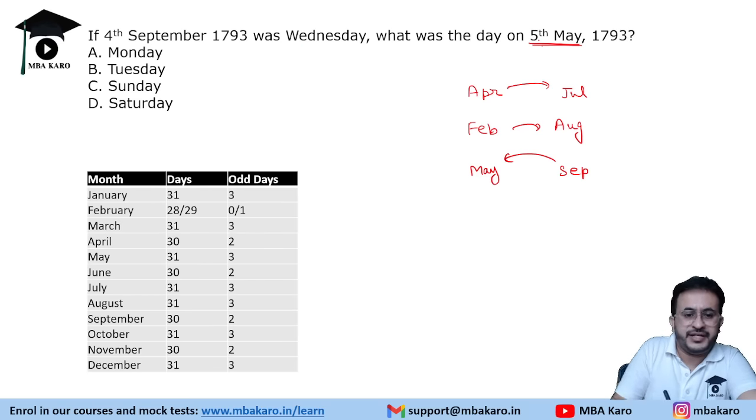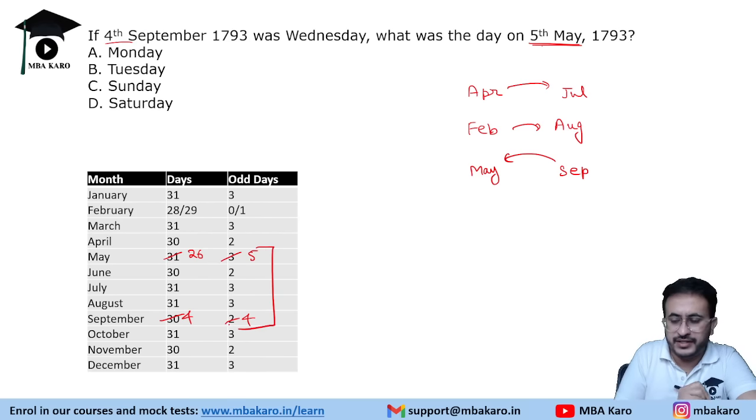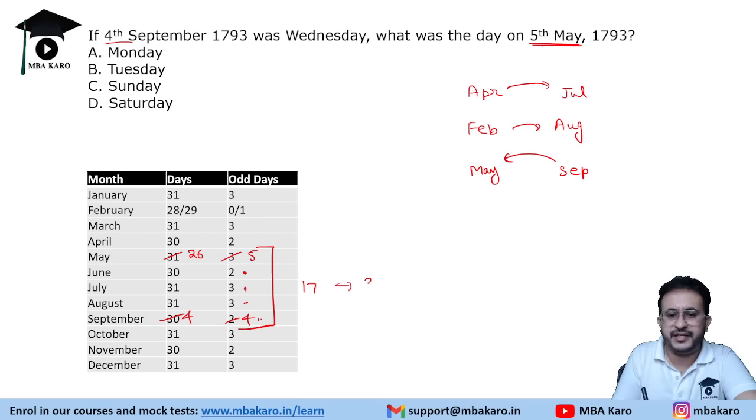Okay, how many days are left in May? 26 days are left. We will have 5 odd days. And what is the last date? 4th of September. So we have 4 odd days here. These are the total: 5, 7, 10, 13 and 17. 17 means 3 odd days, right?